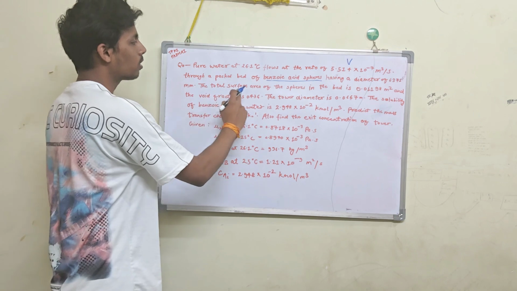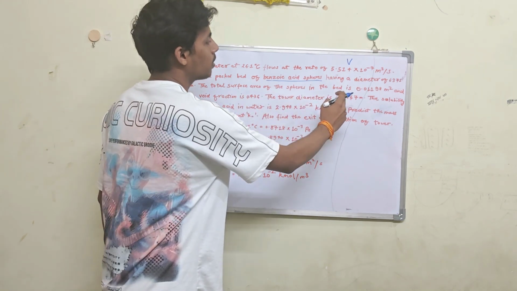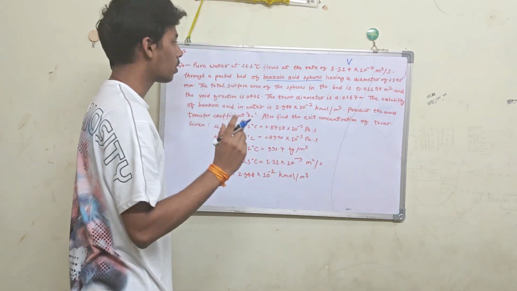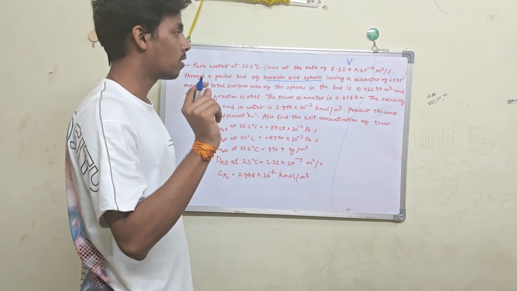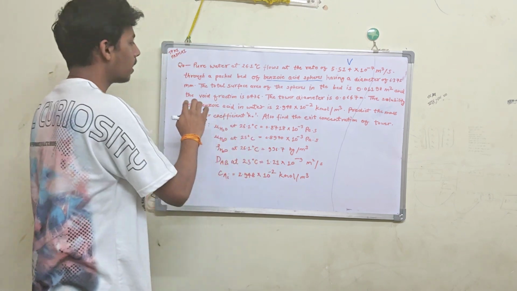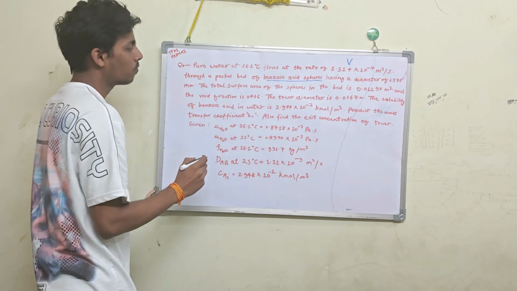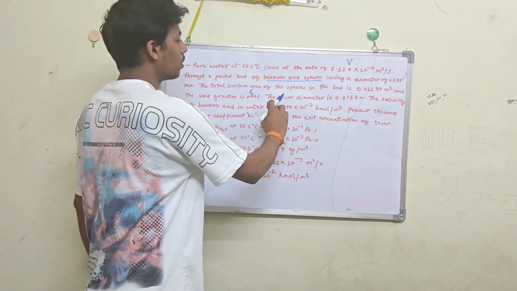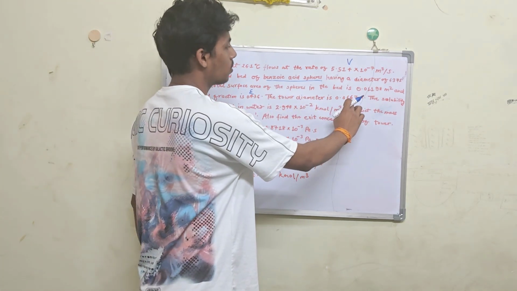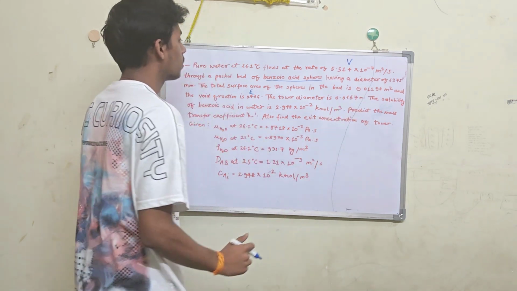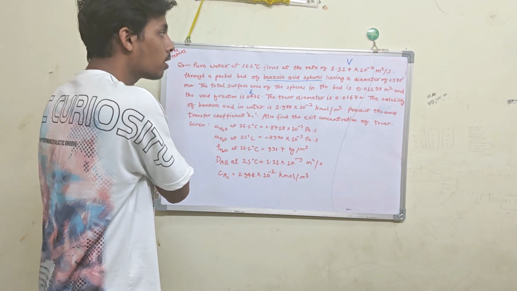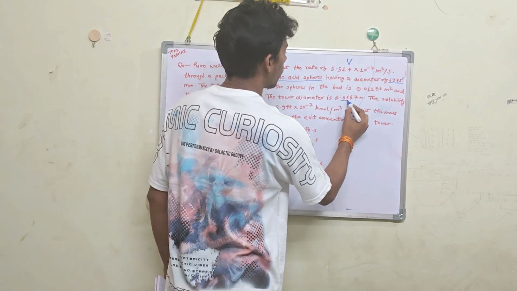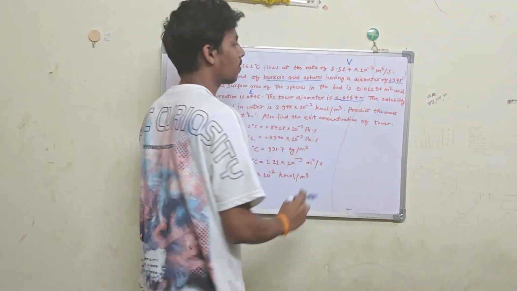The total surface area of the spheres in the bed is 0.01198 m². This is the surface area of the packing material, and the void fraction epsilon is given as 0.436. The tower diameter is 0.0667 m. This is the diameter of the tower, meaning the diameter of our packed bed, and this was the diameter of the particles.